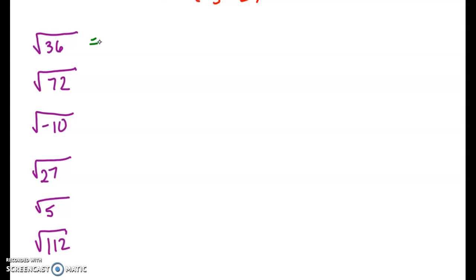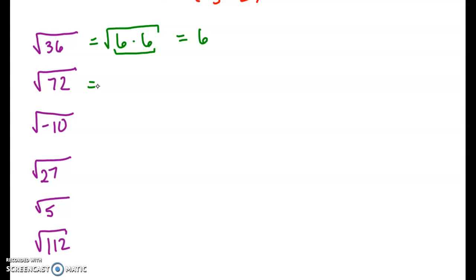So the square root of 36, what times itself is 36? Well, you know the answer is 6. The way we write this is 6 times 6. And then because it's multiplied by itself, the answer is 6. Okay, square root of 72. 72 is not a perfect square. There's no number multiplied by itself that gives us 72.